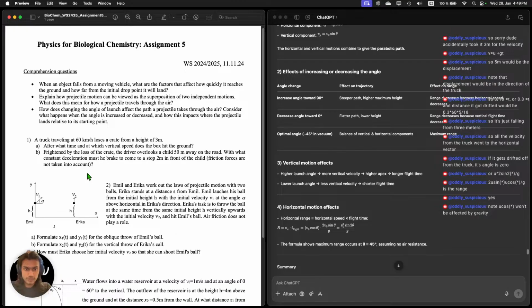Sorry, dude. Accidentally took it 3 m for the velocity. Okay, I'm guessing you made a slight mistake. Okay. So I'm going to try doing this. Okay. Let me see how far I can go.